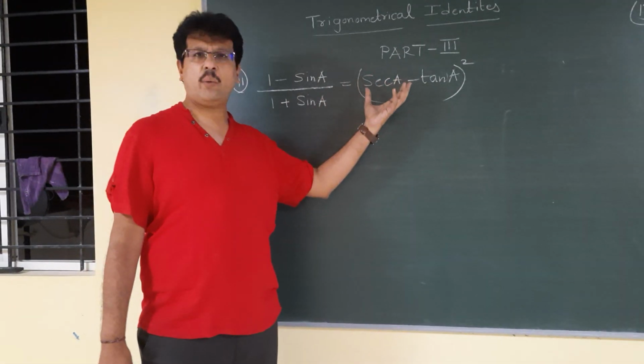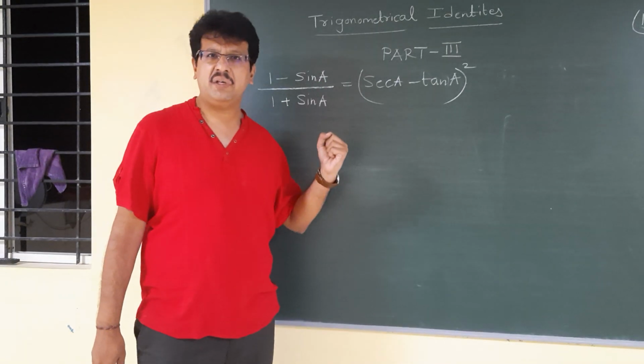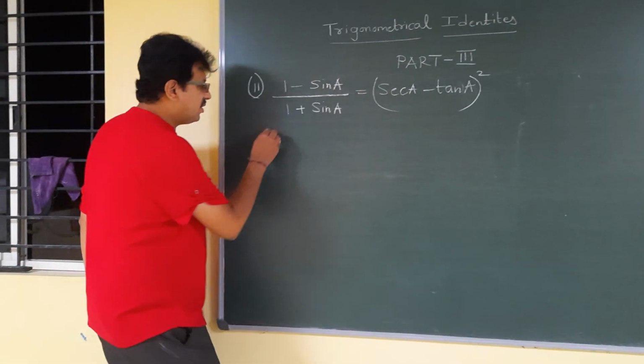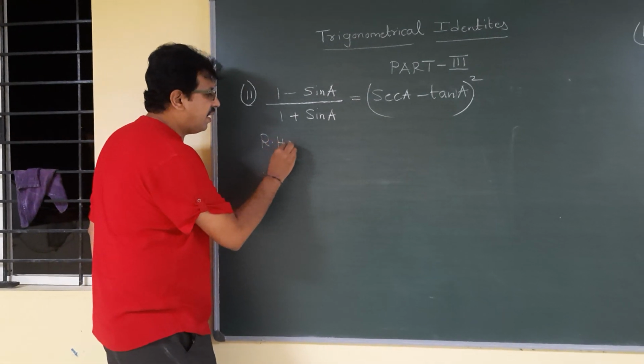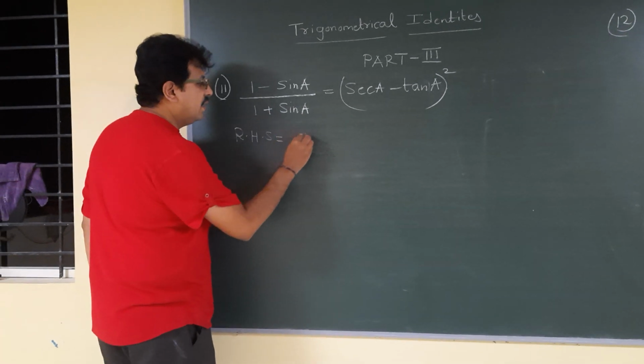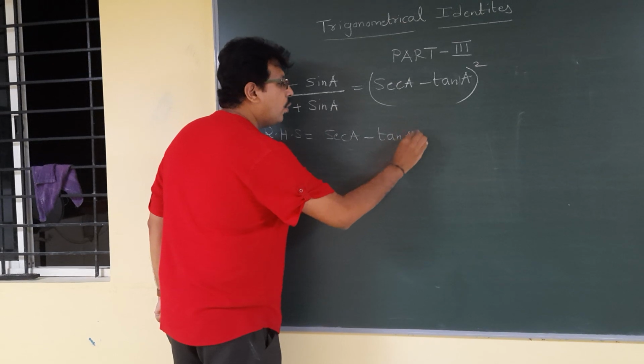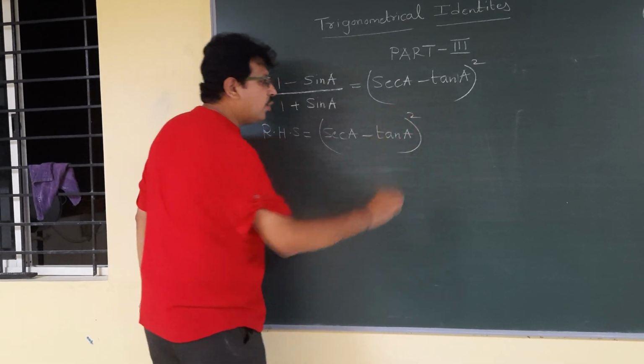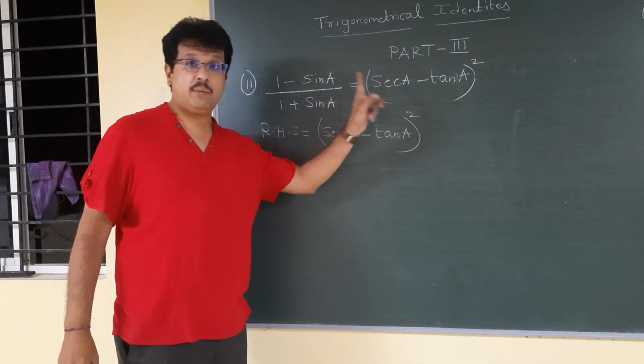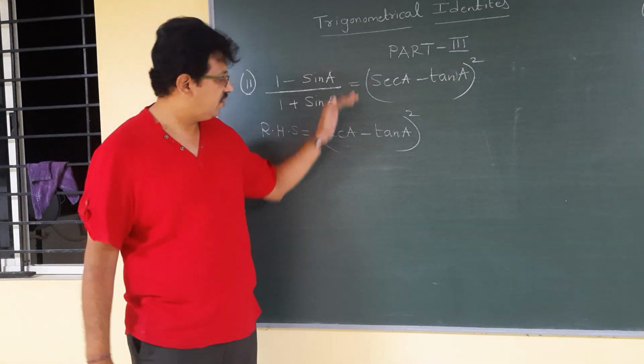This is also quite easy, but you need to think again, children. So now let us take the right hand side, RHS. That is (secant A minus tan A) whole square. Please don't forget this whole square, children. Many of them I observe they will forget this square itself. They will be simply writing it.